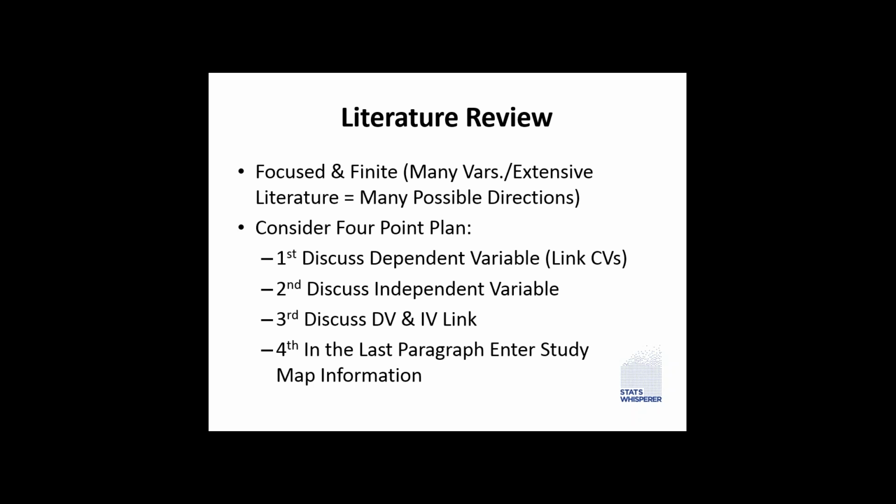So let's say we have a 4-point plan, and this is general, but it's a good general plan. So first, we discuss the dependent variable, right? We might link the covariate variables to it. Second, we discuss the independent variable, right? And then third, this is when we put them together. So 1 and 2, they're separate. Third, we discuss the link between the dependent variable and the independent variable. Then in the last paragraph, we kind of highlight our study map information. Okay? So that's usually the last paragraph of the literature review.